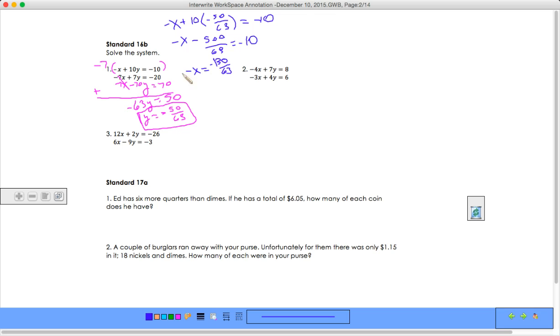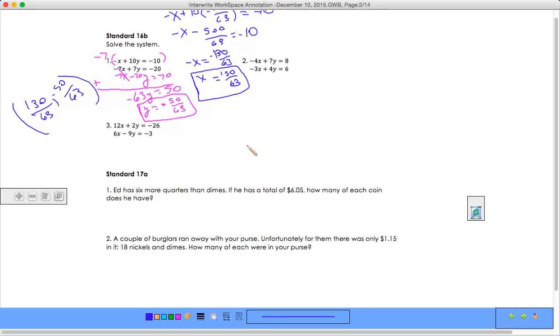Multiplying both sides by negative 1, we get x equals 130 over 63. And then we can write our answer. And we're done.